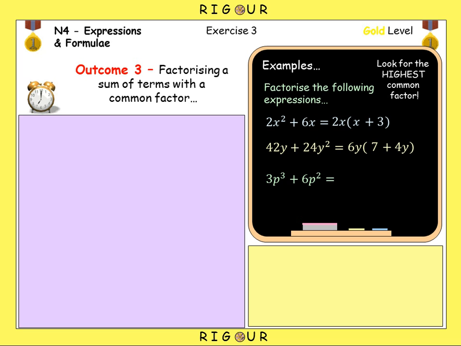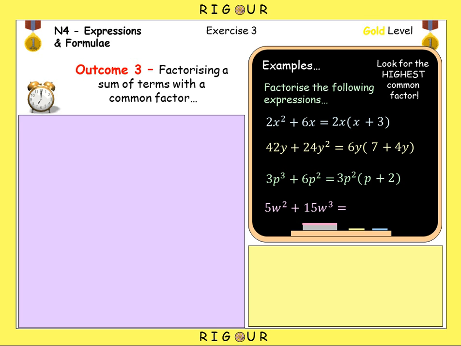So our third example, 3p cubed plus 6p squared, a bit more difficult this one. So we can take a 3 out, yes. We can take a p out, of course we can. But I hope you can see that the highest common factor we would take out here would be 3p squared. That's what we take outside the bracket there. So 3p squared multiplied by p gives us 3p cubed, and 3p squared multiplied by 2 gives us 6p squared. So it's going to be 3p squared bracket p plus 2.